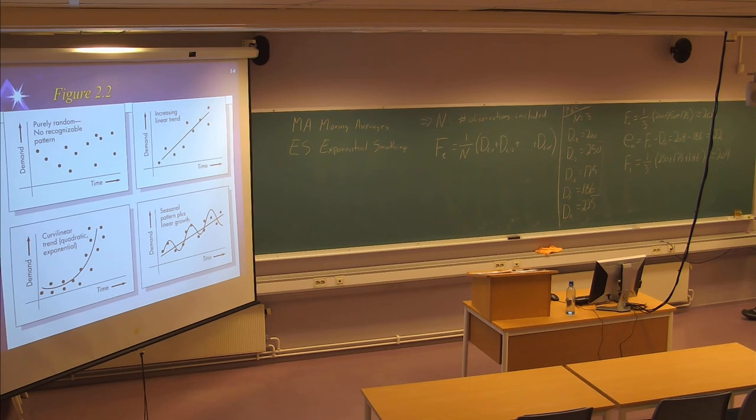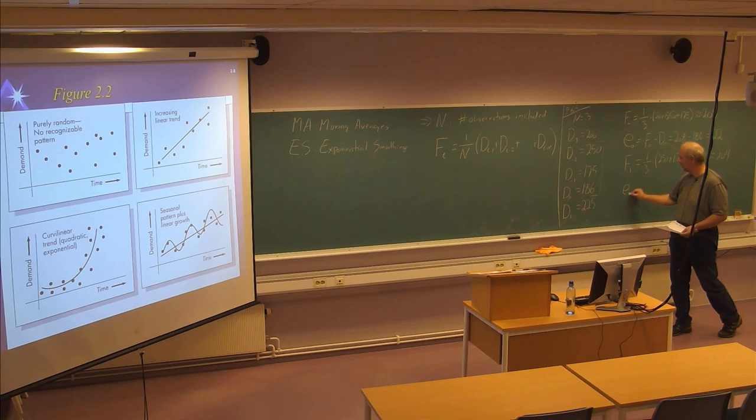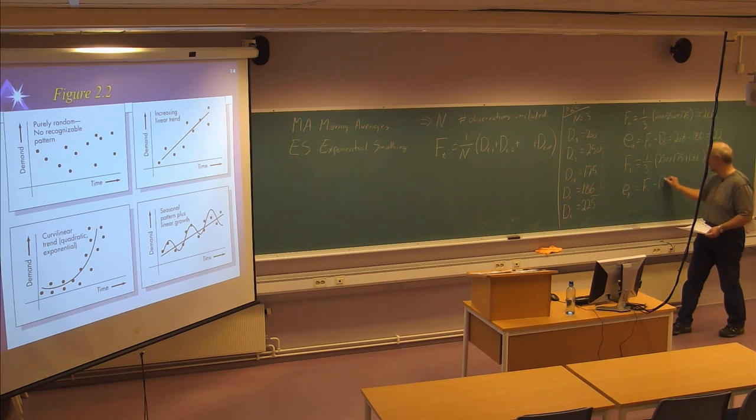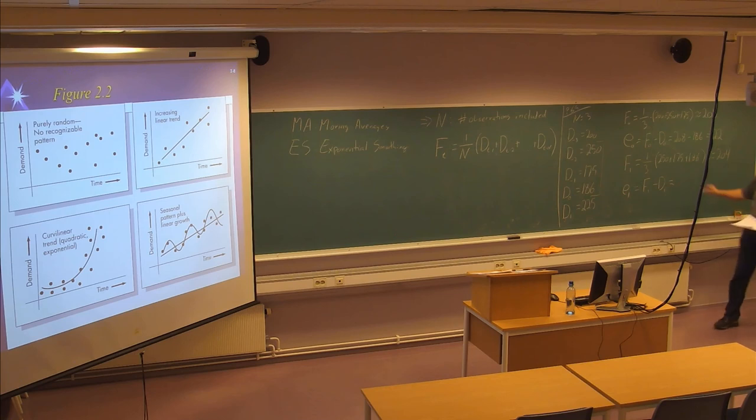as historical data. Then we can again find the forecast error for period 1 as the difference between the forecast and the demand. The difference between the forecast of 204 and a demand of 225, which means we have minus 21. But when calculating the mean absolute deviation, as we remember, we use the absolute value. So here we have a deviation of 21 between the forecast and the actual demand.